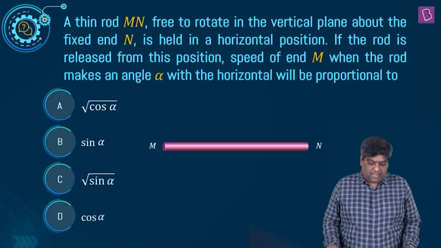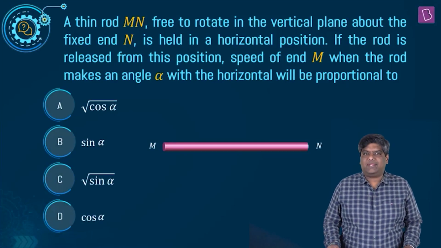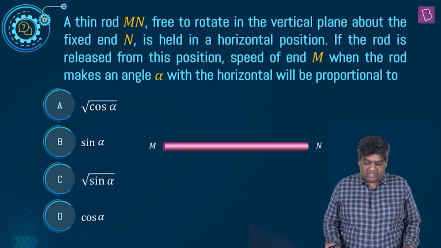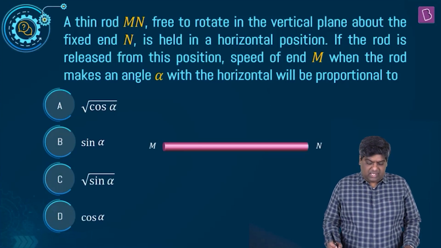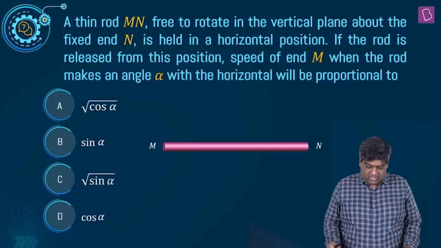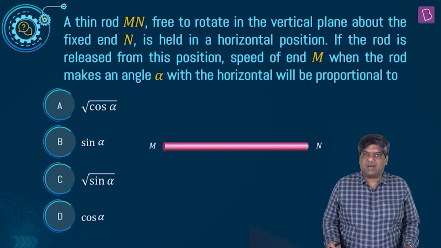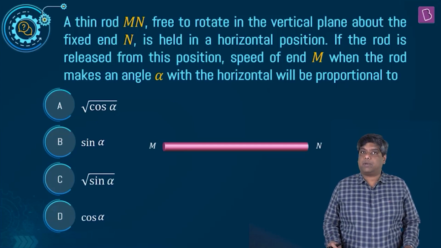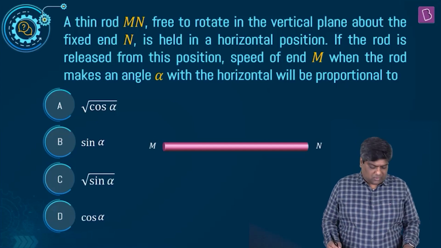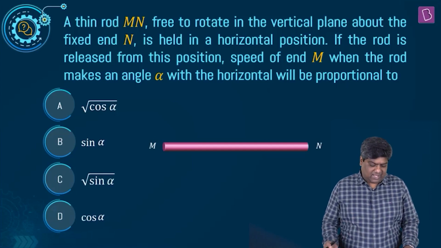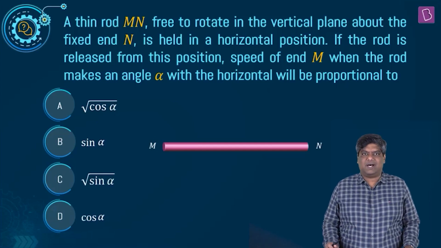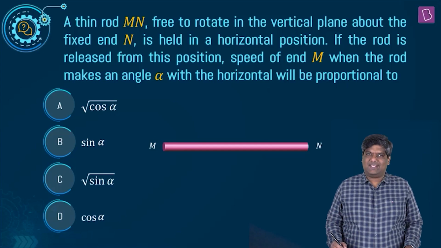A thin rod MN, free to rotate in the vertical plane about the fixed end N, is held in a horizontal position. If the rod is released from this position, the speed of end M when the rod makes an angle alpha with the horizontal will be proportional to. And the options are option A, root of cos alpha, option B, sine alpha, option C, root of sine alpha, and option D, cos alpha. Well, let us see how to handle this question.